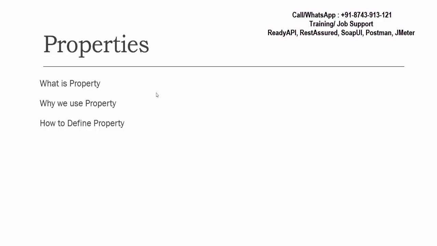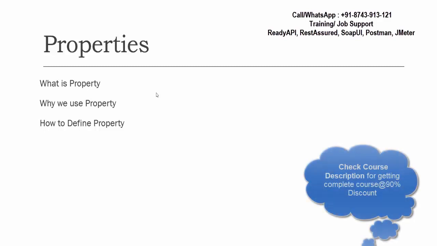So here, if we create a property, we define the data in only one place and the property will be used in all the places. If it changes, we need to make changes in that one place only. Okay, let me show you how we can do that.